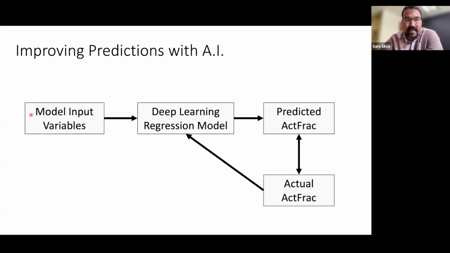Here, we're using model input variables. So these are our input variables that would be simulated in an Earth system model. Using that, for most of this talk, I'm going to talk about deep learning regression models, but we did try some other machine learning techniques as well. Use that to predict the fraction of aerosol activated, this act frac value, compare that with the truth, and then use that difference to refine all of the parameters within our deep learning regression model.